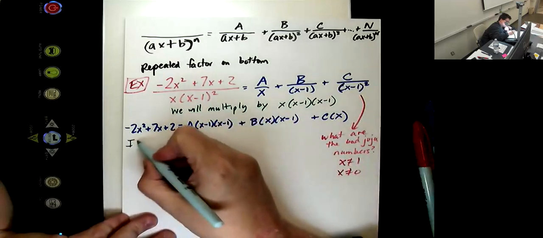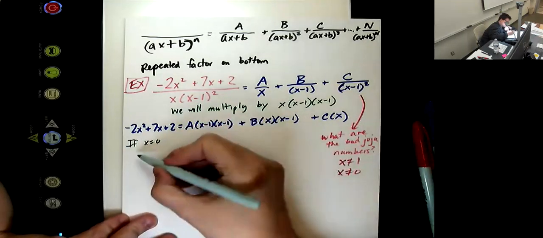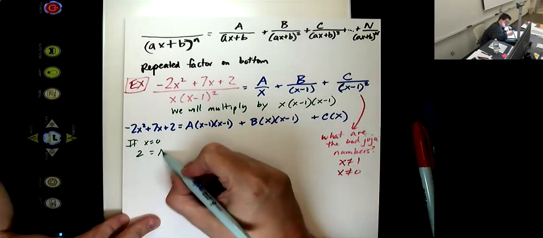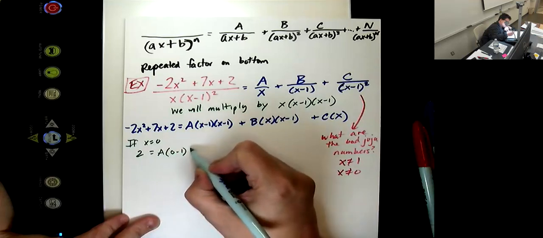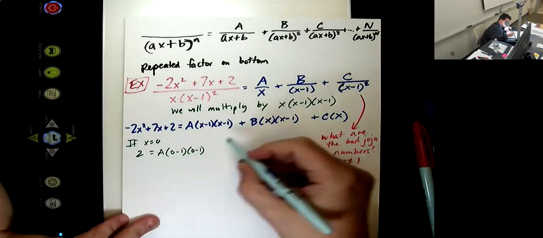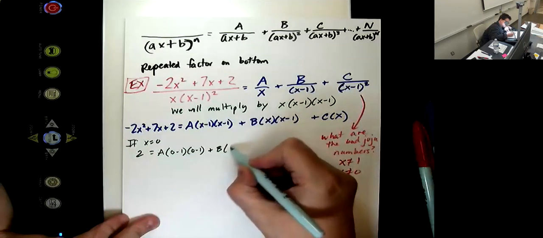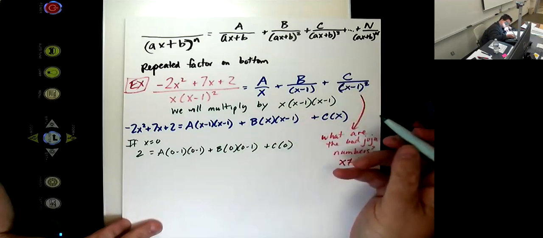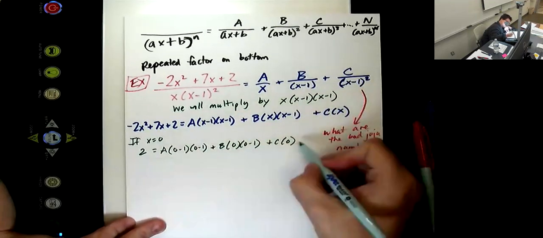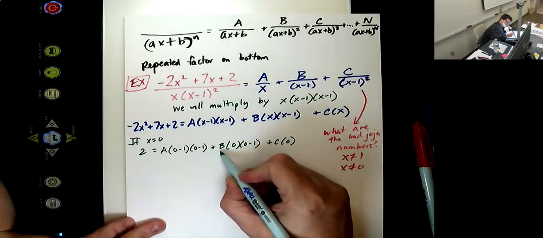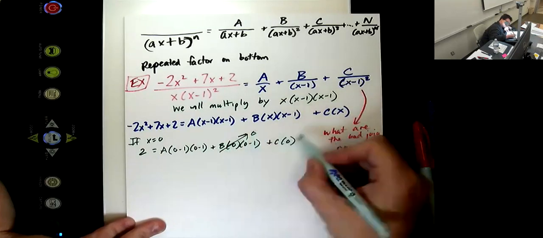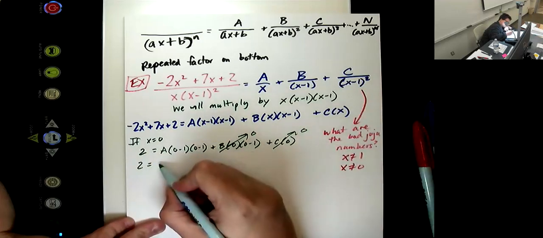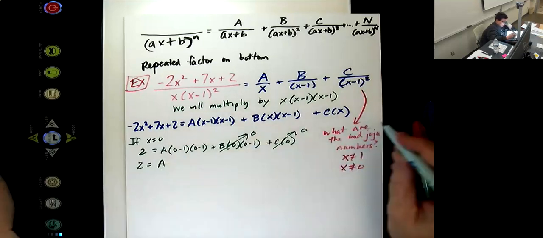If I do x equals 0, the left side is just 2 equals a times 0 minus 1 times 0 minus 1 plus b times 0 minus 1 plus c times 0. This isn't bad. This actually will help because these two both go to 0. So I have 2 equals a times -1 times -1, which is just +1. And I get a equals 2.